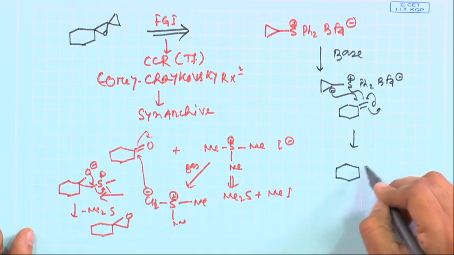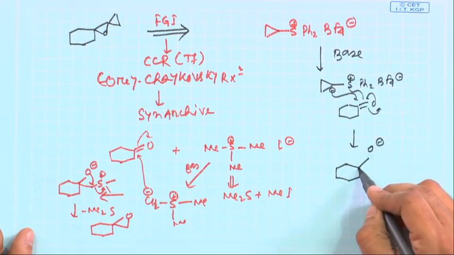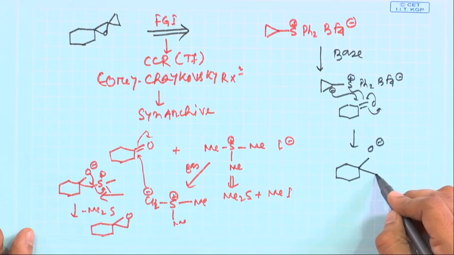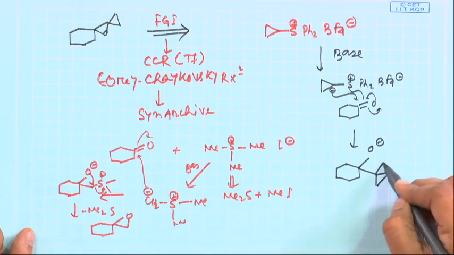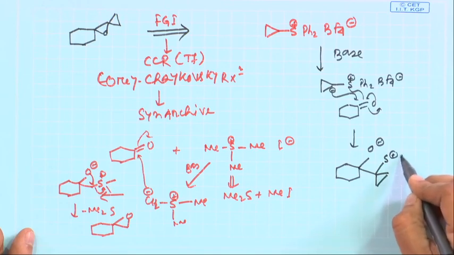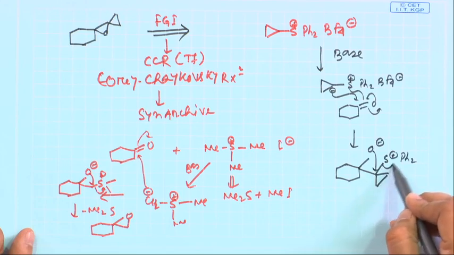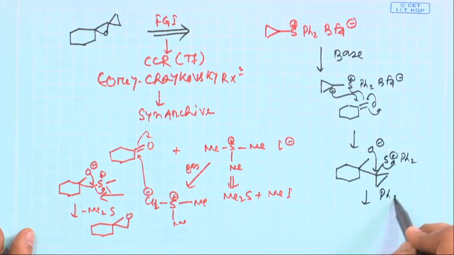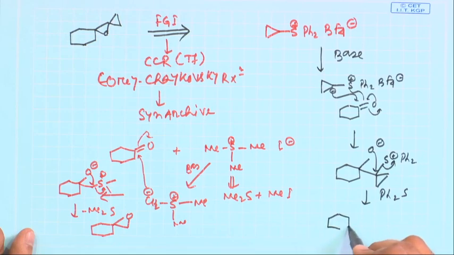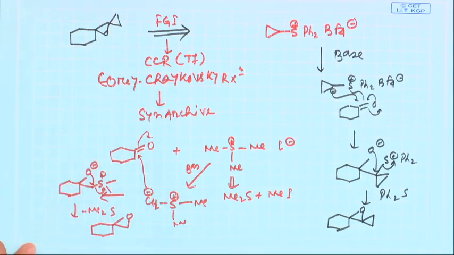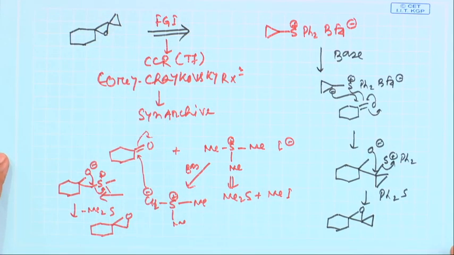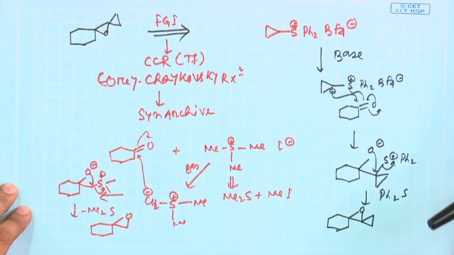So, the minus comes here, and this O minus attacks the sulfur. To make it more simple, I will write O minus, then the cyclopropyl part, and then S plus Ph2. Now this O minus attacks here and gets rid of this diphenyl sulfide, and you get the corresponding epoxy species. Now, this epoxy species you have to use in the Meinwald rearrangement.